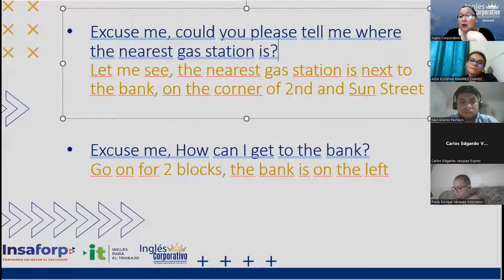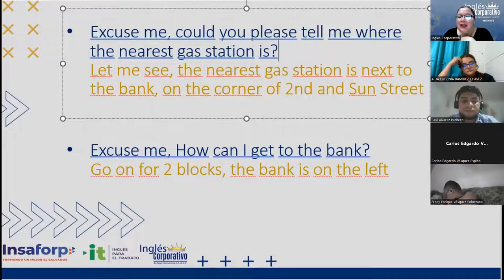Pero la siguiente, la información que yo le estoy pidiendo es la ubicación, ¿verdad? Where the nearest. Nearest significa la más cercana, ¿ok? Nearest, la más cercana. Entonces, tell me where the nearest gas station is. Ok, vamos a ver. La ubicación. Necesito prepositions. Ok. Is next to and the place on the corner of 2nd and Sand Street.